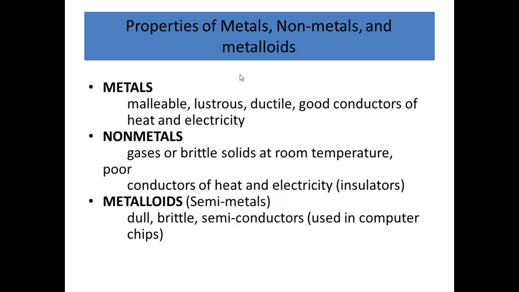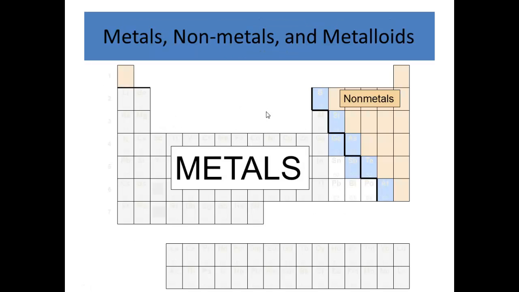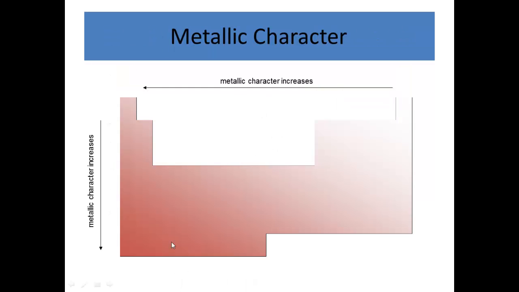Metals. You guys know the properties of metals. They're metally. Non-metals aren't metally, and there are metalloids, which are somewhere in between. Here are the metals. Here are the non-metals. Here are the metalloids. Sometimes they're called semi-metals because they have properties of both metals and non-metals. The more metallic you get is down and to the left of the periodic table.